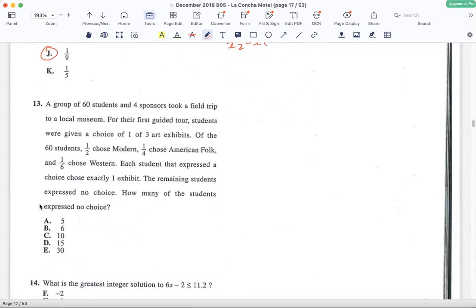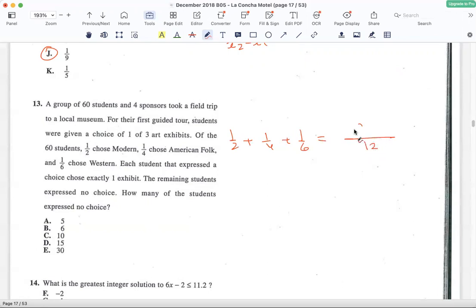A group of 60 students and 4 sponsors took a field trip to a local museum. For their first guided tour, students were given a choice of one of 3 art exhibits. Of the 60 students, half chose modern, 1/4 chose American folk, and 1/6 chose Western. Each student that expressed a choice chose exactly one exhibit. The remaining students expressed no choice. How many of the students expressed no choice? Okay, so half plus 1/4 plus 1/6, right? So what is the total for this?